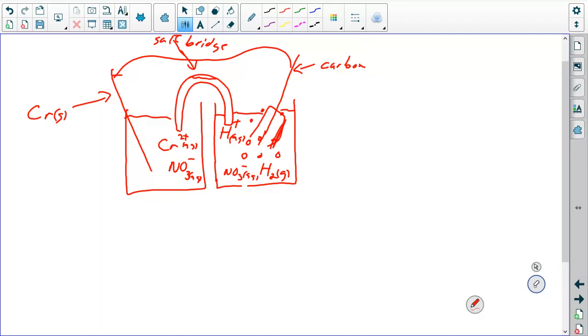Hold on. Here's one mistake. This is the right order. What's our strong?